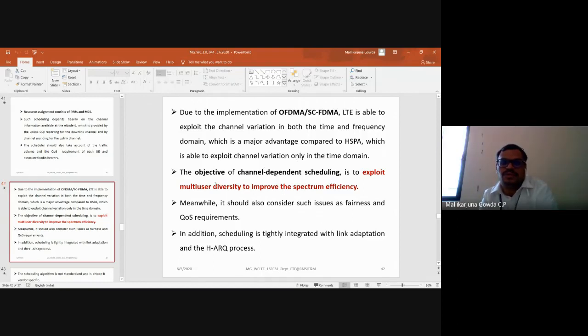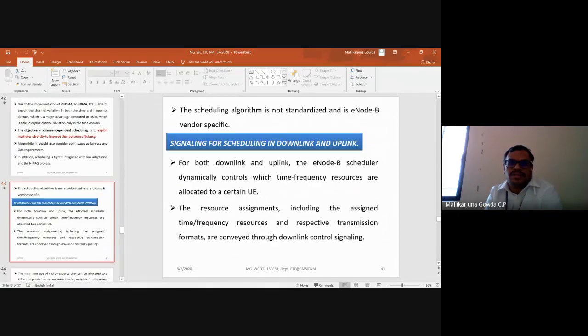I was talking about the objective of channel dependent scheduling. Its objective is to exploit multi-user diversity to improve the spectrum efficiency. In addition to that, it has to consider the issues of fairness and quality of service requirements, as well as the link adaptation and HARQ processes. Let me discuss this in the next class: signaling for scheduling in downlink and uplink.